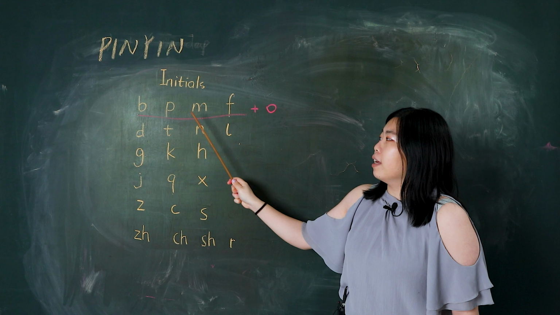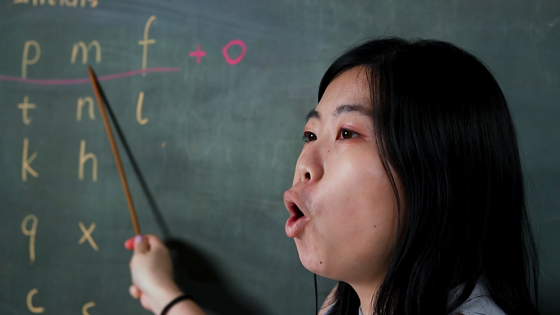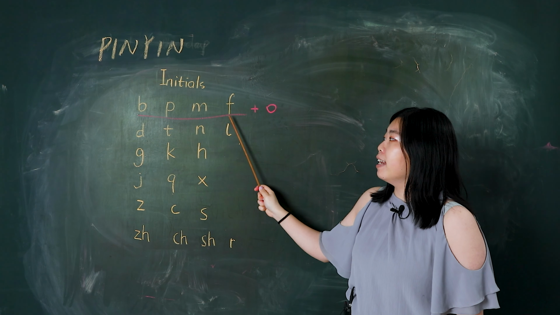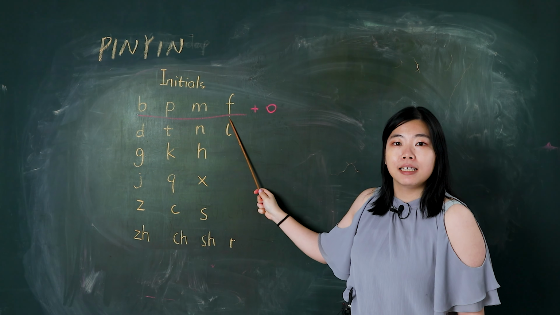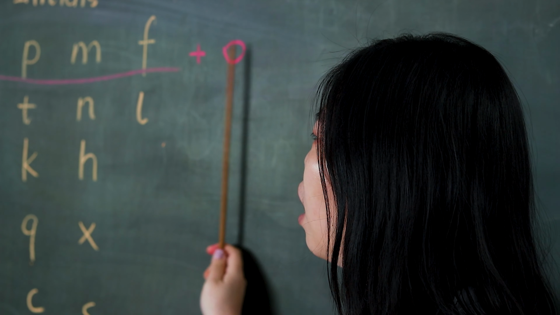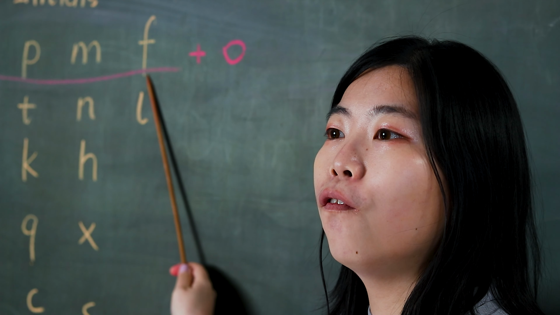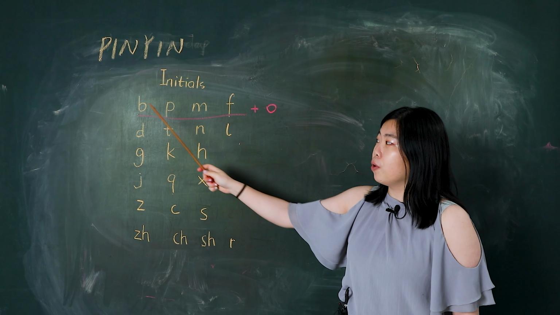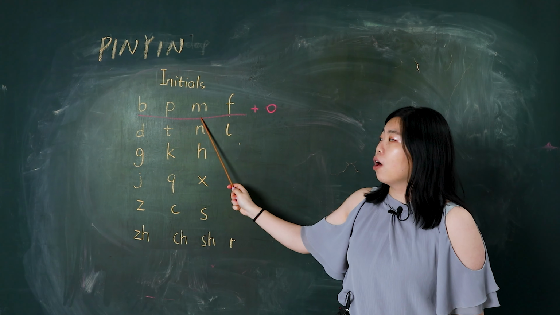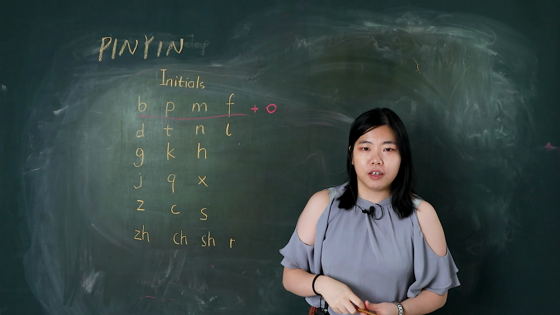Po. Good. And this one, mo, mo. Also two lips touch and slowly open. Mo. And this one, you need the help of your teeth. Fo, fo. Without the vowel sound, we just use O. Fo, fo. Very good. So read one more time with me. Bo, po, mo, fo. Very good.